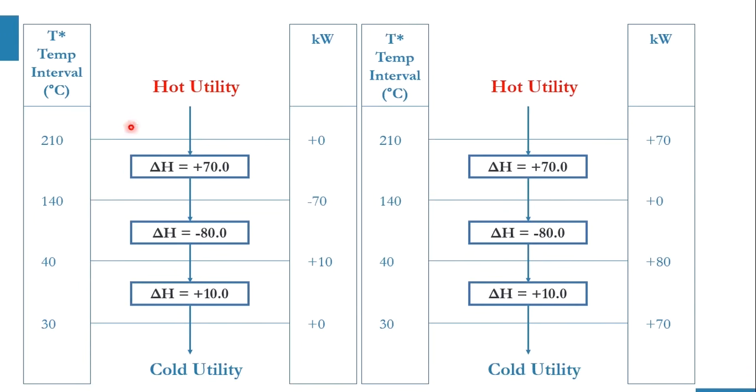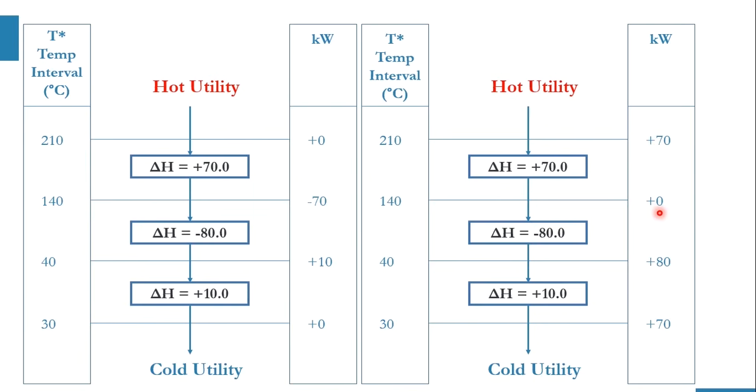The first cascade is usually the infeasible cascade, while the second cascade is always the feasible one. And remember one thing, for feasibility, all the values should be positive. If there is a single negative value, even if there are 100 values and one of them is negative, then it will be an infeasible cascade. So you can see that by using the graphical method or the problem table approach, the hot utility and cold utility requirements are the same. Now what is your pinch temperature?